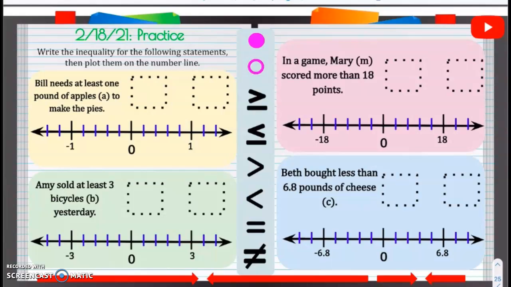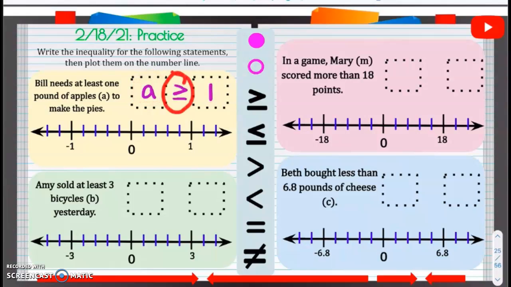All right, our practice. We're going to write our inequalities for the following statements, and then we're going to graph them. First one: Bill needs at least 1 pound of apples, A, to make the pies. So A for apples. He needs at least 1 pound, so he can have 1 pound, but he needs at least that, so he needs greater than or equal to 1 pound. Our symbol, A, is going to be greater than or equal to 1 pound.